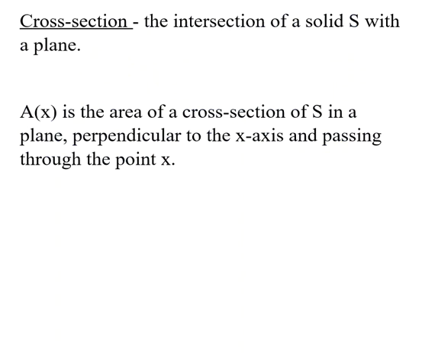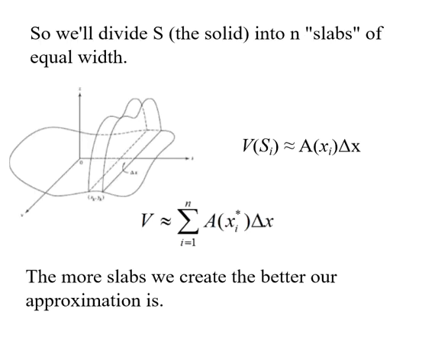A cross section is the intersection of a solid with some sort of plane. A of x is the area of that cross section in the plane perpendicular to, in this case, the x-axis, passing through the point x. They could be perpendicular to the y-axis when we revolve around either the y-axis or a vertical line. But basically, you have something that looks like this shape.